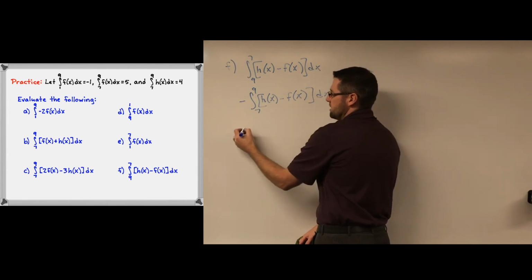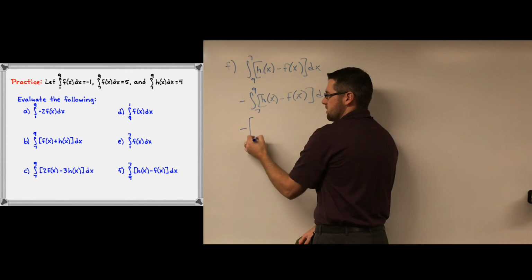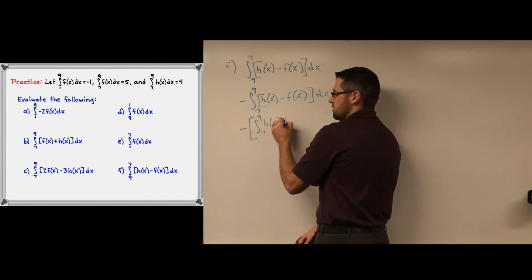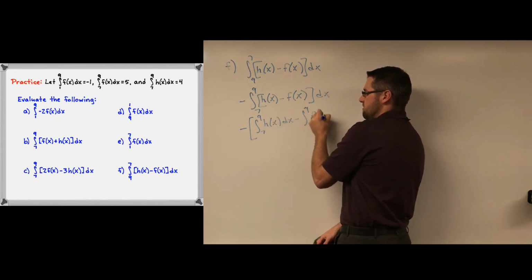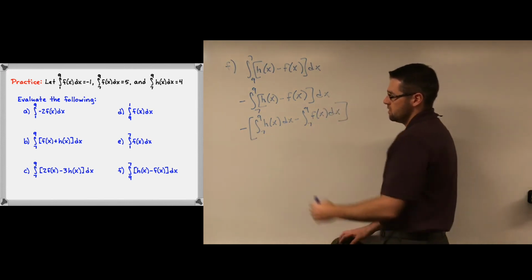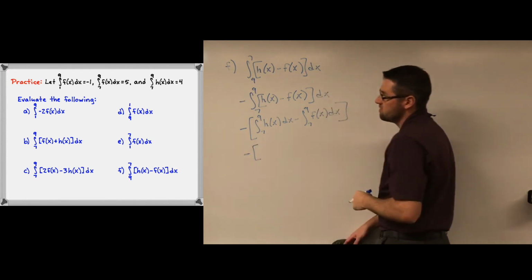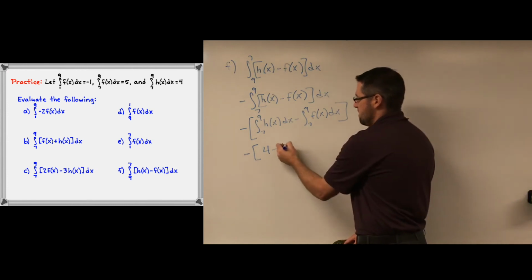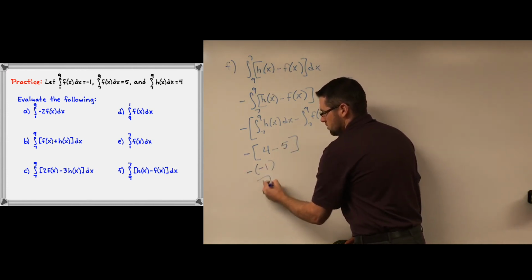And then I can rewrite that as what? Negative, I'm going to put parentheses around all this, the integral from 7 to 9 of h of x dx minus the integral from 7 to 9 of f of x dx. Notice that negative is out front. Okay? So that's negative. What's the integral from 7 to 9? 4 minus 5. So that would be negative 1, which is 1.